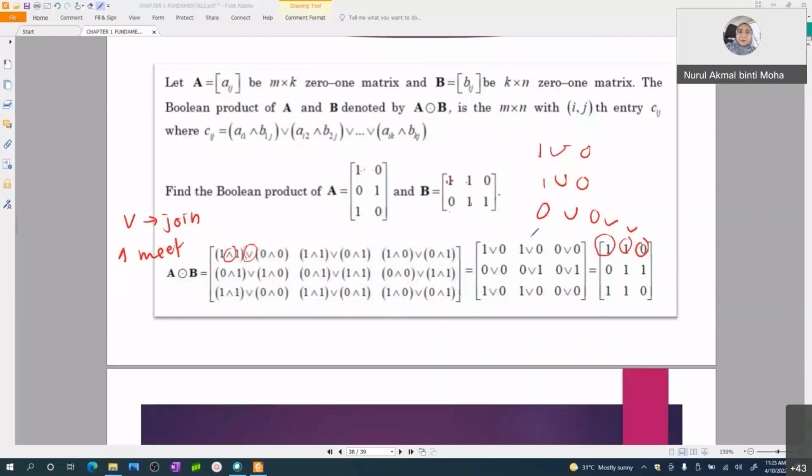Dan nak ambil yang ni satu ni je. Dia kata apa ni? Ni power lah. Power sampai R times. Let A boolean product. So for power A to the power of R, or A to the power of 5, it means that A boolean product A boolean product A sampai 5 kali lah.